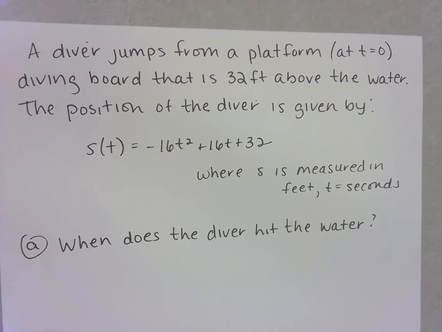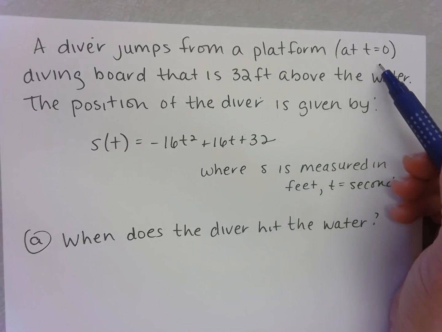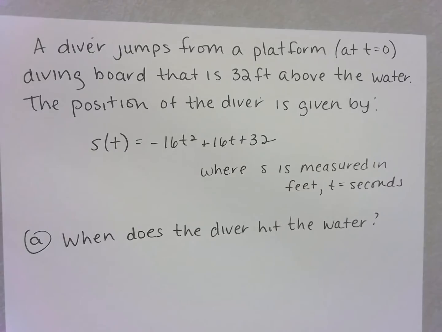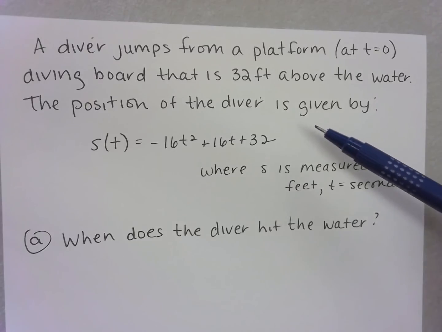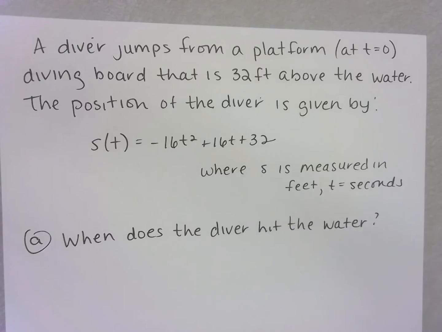All right, so we have a word problem here that says a diver is jumping from a platform, and we're going to assume this is at time 0. We're starting the clock now. He is on a diving board that is 32 feet above the water. The position of the diver is given by s of t. This function describes where the diver is after he jumps off the board that's 32 feet above the water. s is measured in feet, so that's the height of the diver from the water, and t is in seconds.